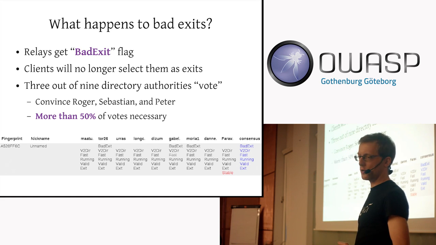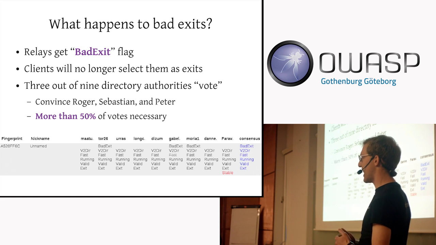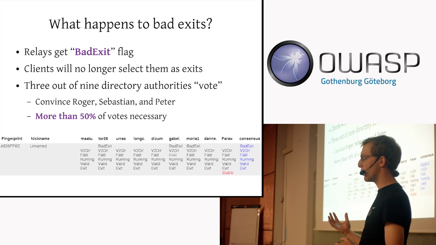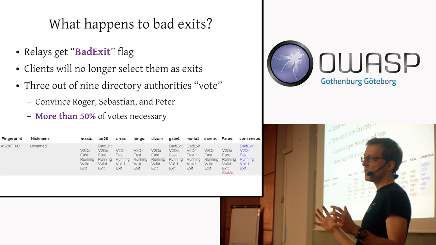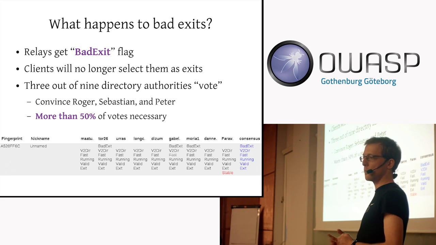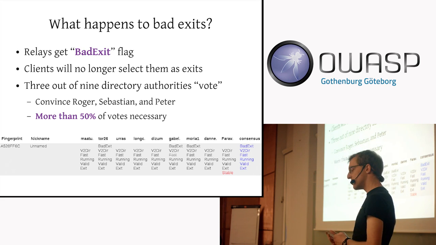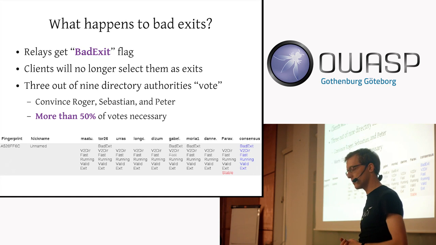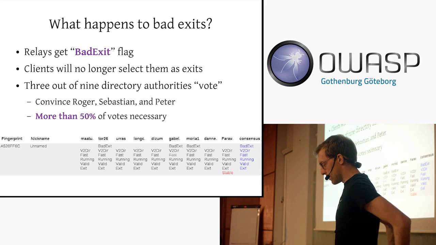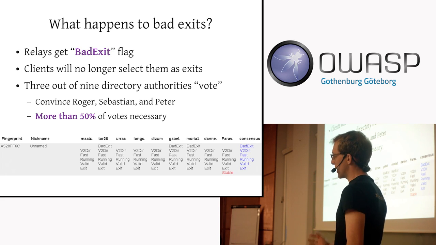What we have in order to get rid of bad relays is the so-called bad exit flag. So it's basically a flag which is assigned to a relay, and once this is propagated throughout the network, clients see that and they will say, oh, this one is a bad exit, I'm not going to use it in my circuit anymore. So you could see it as a warning to clients to no longer use a given exit relay in the circuit. And the way it works is we have 9 directory authorities.